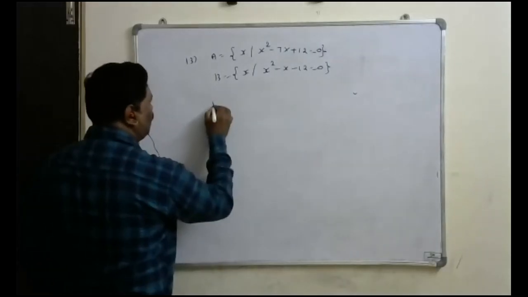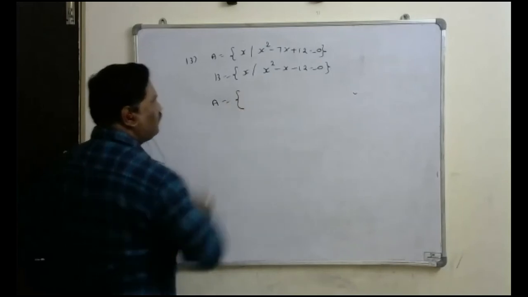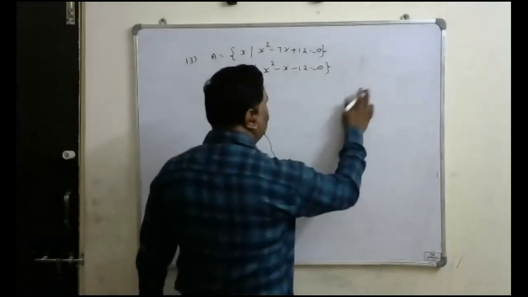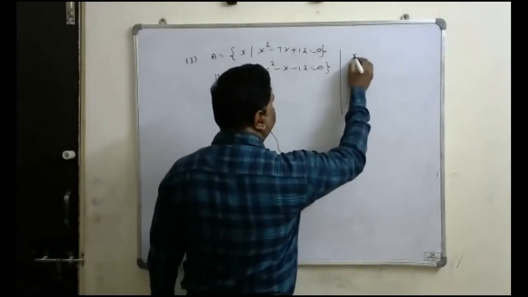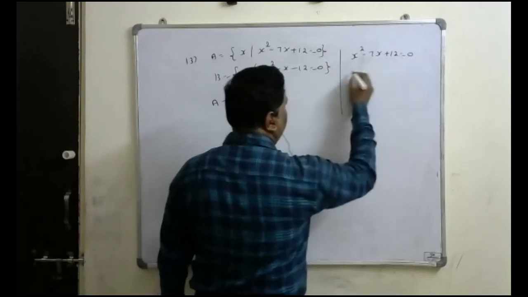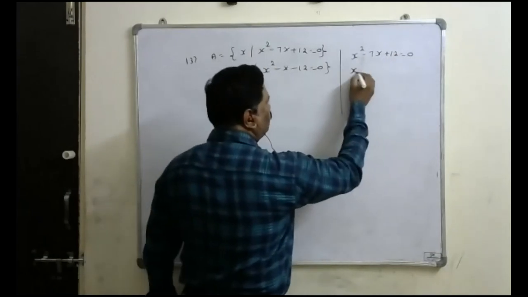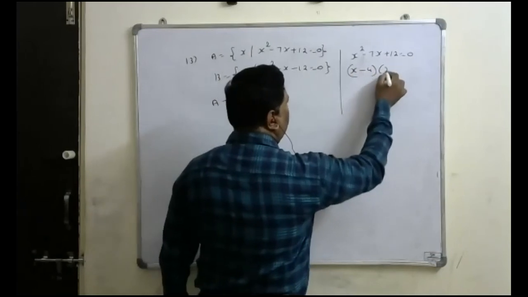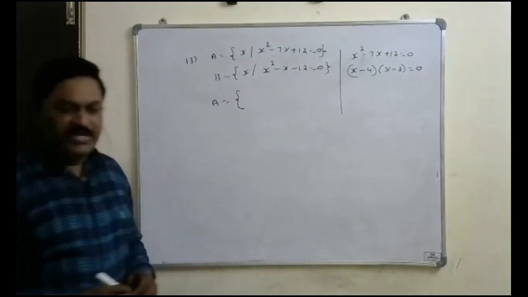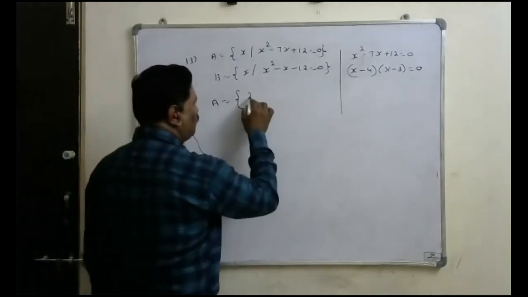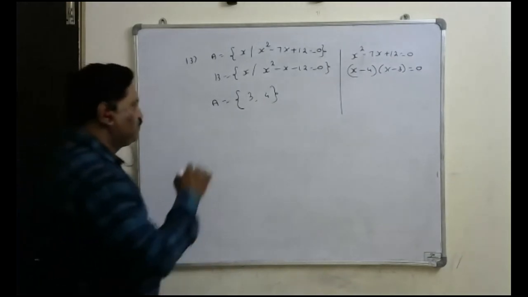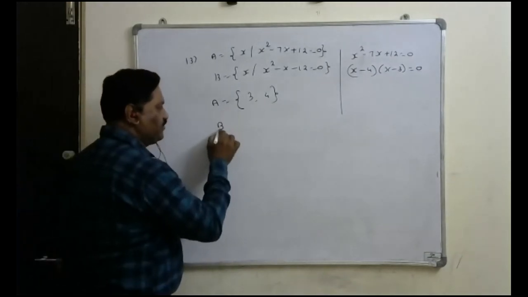Just observe that. First, if you observe this set A, which is x square minus 7x plus 12 is equal to 0, tell me what are the factors of this? 4 and 3. X minus 3, x minus 4. X minus 3 into x minus 4 is equal to 0 are the factors of that. Means the roots are plus 3 and plus 4. That means set A contains the two elements.